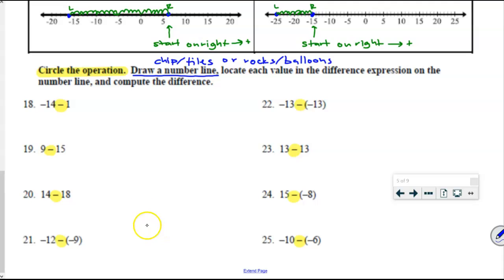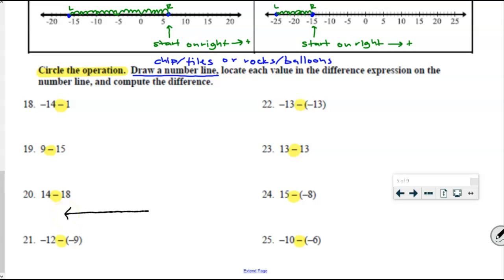Try some of both. It's harder to do the number lines when the number line's not already there for you. But you can, and for some of them it might not be too bad. For example, I probably don't want to do a number line model for 18, because I'd have to draw a negative 14 and a positive 1. That's a lot of bunny hops. But look at 20. That one wouldn't be so bad.